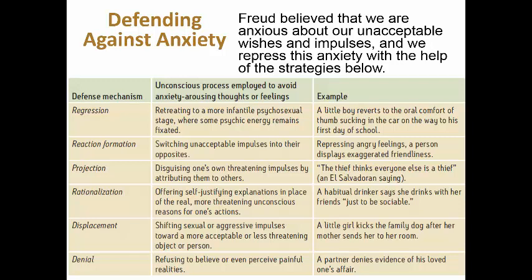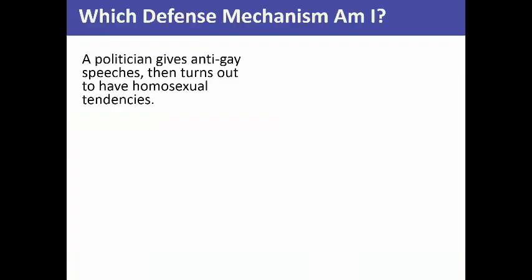Projection is disguising one's own threatening impulses by attributing them to others. Like if you feel something, you're saying that other people feel that way. Rationalization is offering self-justification. Displacement is putting your feelings on something else that's not applicable. So you can see the example, a little girl kicks the family dog after a mother sends her to her room. And denial is refusing to believe or even perceive painful realities. So your loved one is having an affair and you deny the existence of it.